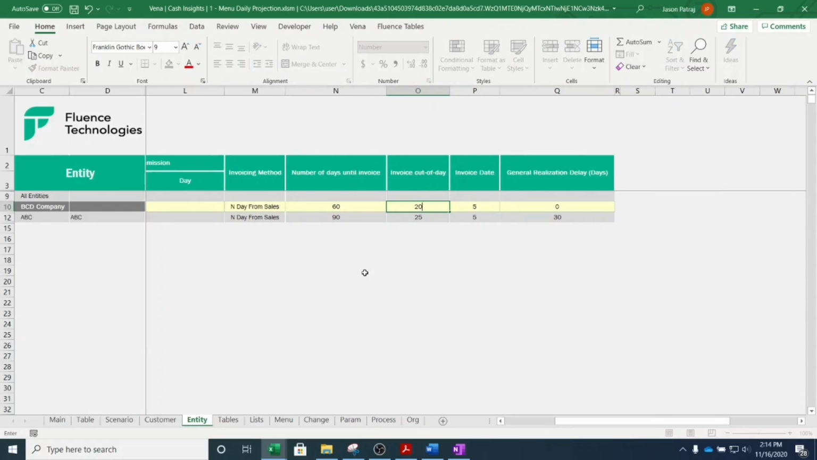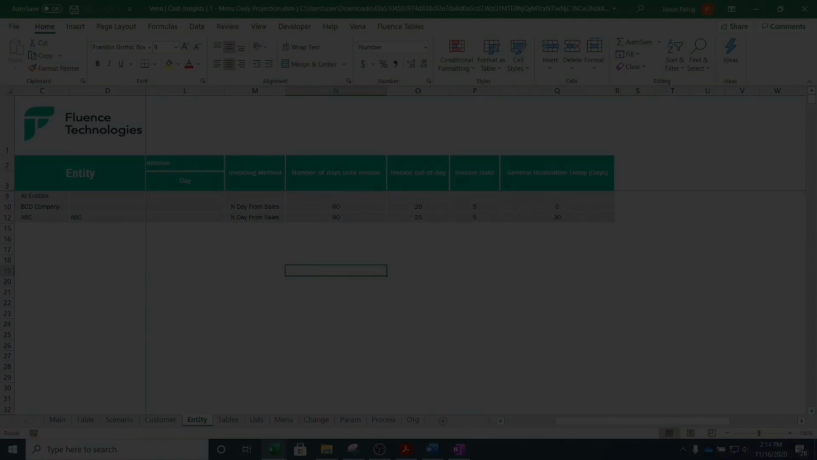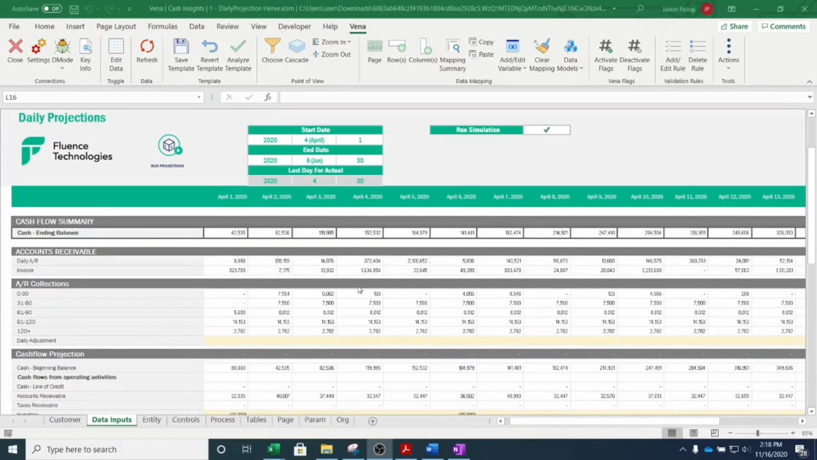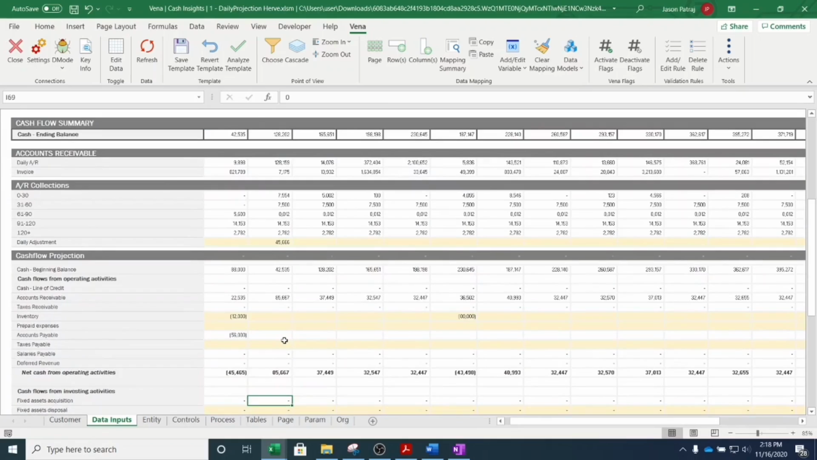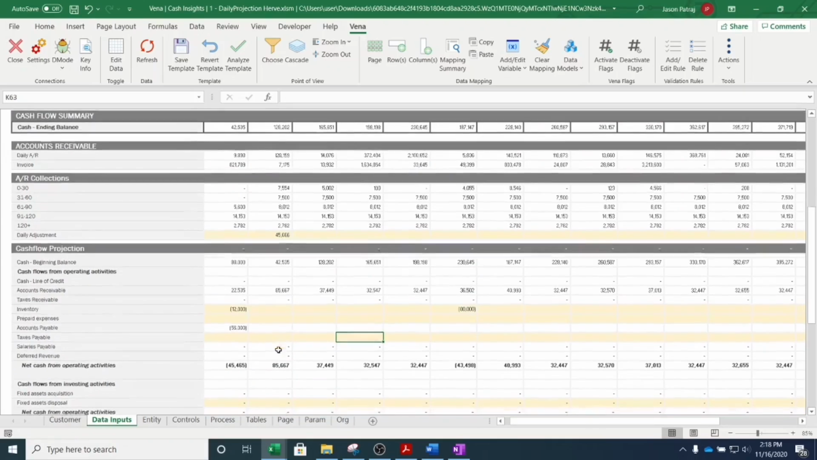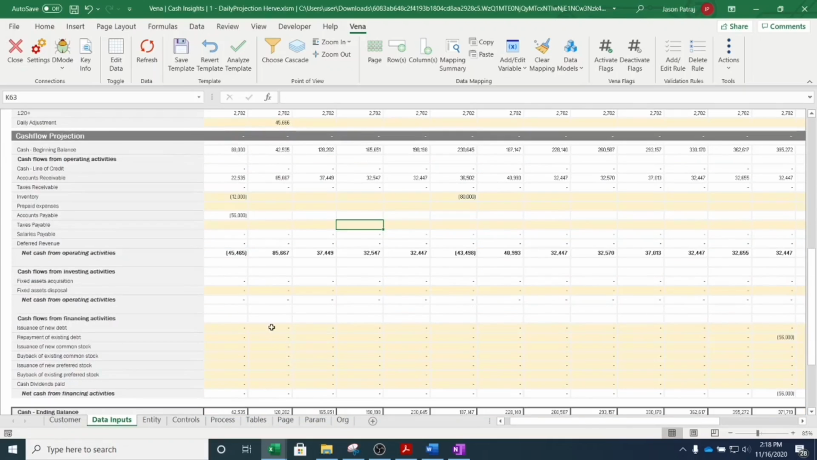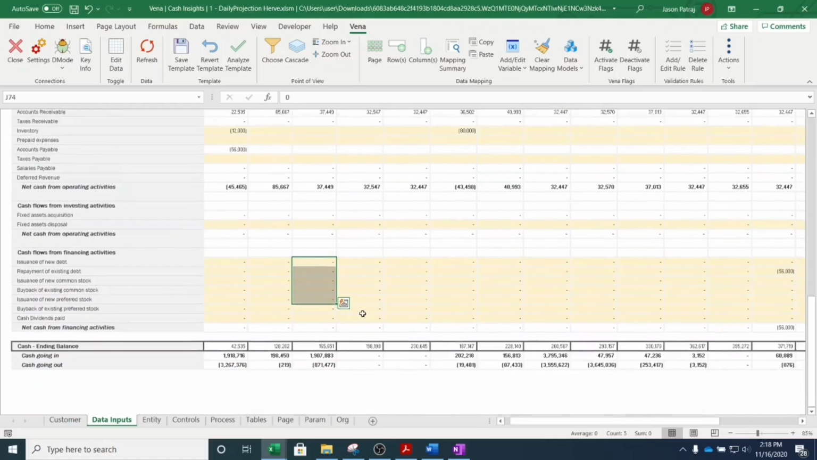For unstructured cash transactions, an input template was developed to capture user inputs. Adjustments to AR collections can be completed if more relevant information is available, as well as other outflows in prepaid expenses or inventory, which can also be inputted by users. Fixed assets, as well as different forms of financing activities which are unknown, can also be entered.